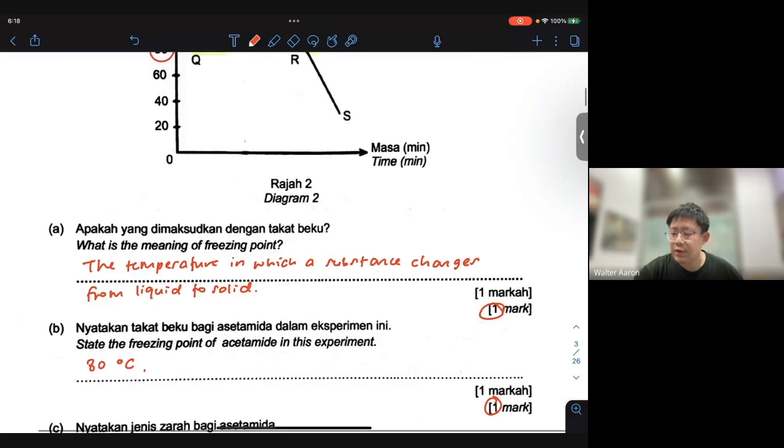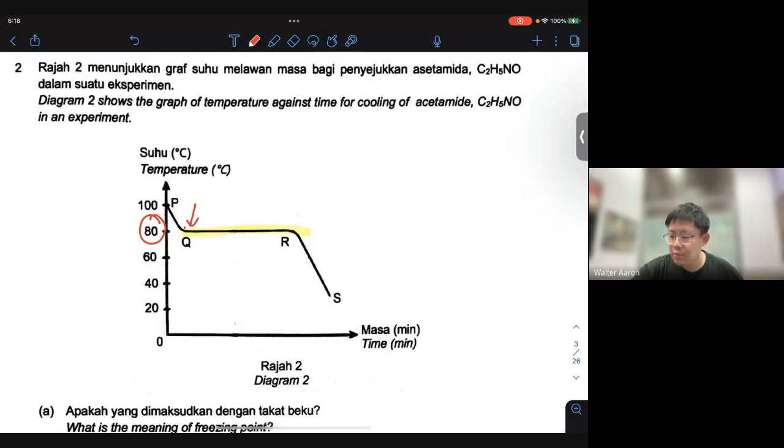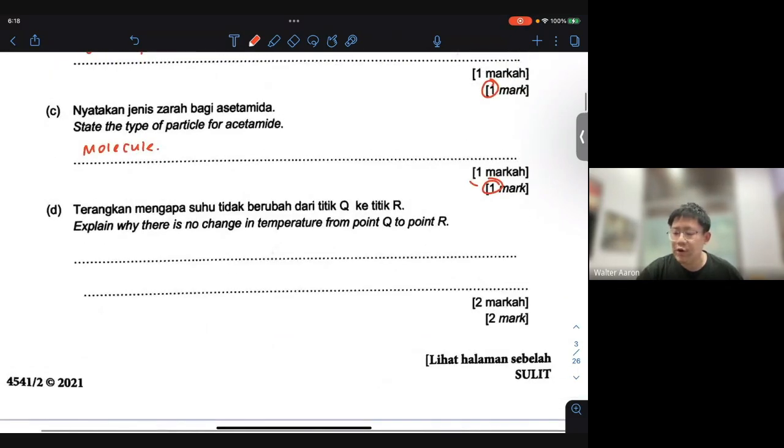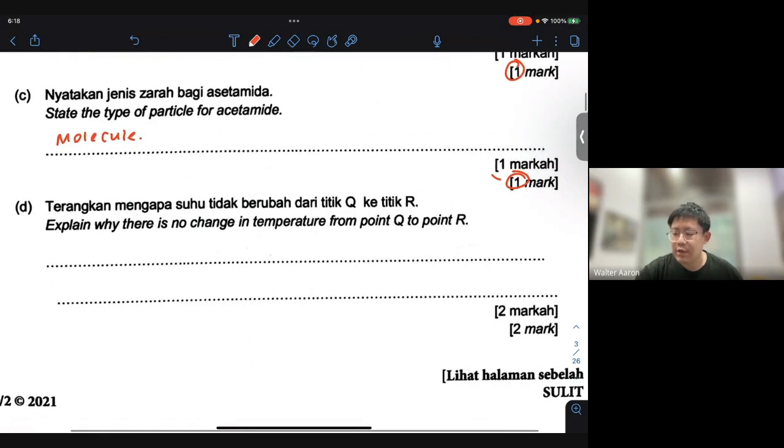Next, explain why there is no change in temperature from point Q to point R. Between point Q and point R, the temperature remains constant for a short period of time. The reason is because the particles are absorbing the heat energy to overcome the force of attraction. So you put here 2 marks to explain that.